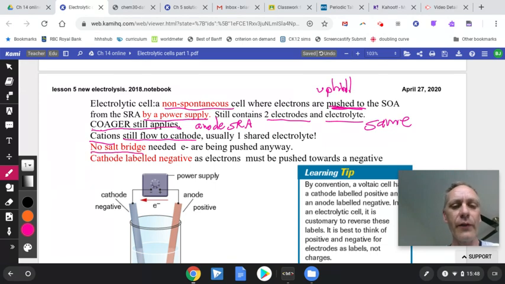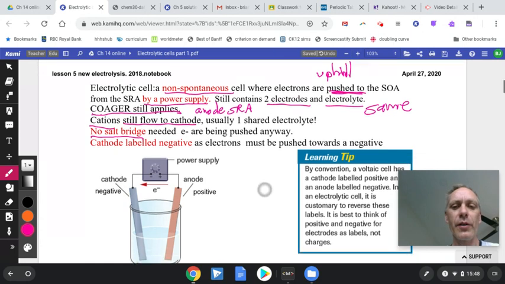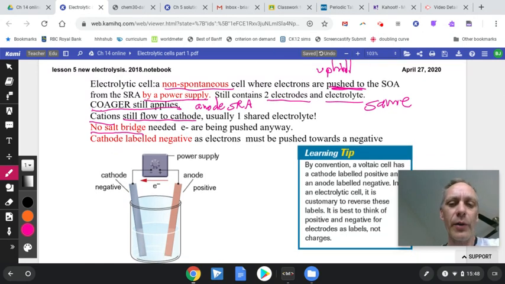Here's a new one. They have no salt bridge. The reason they don't have a salt bridge is you don't need it, because you're already pushing electrons anyway, so you're not worried about the charge building up and it becoming harder for electrons to flow. It's already hard for electrons to flow. We have to push them.